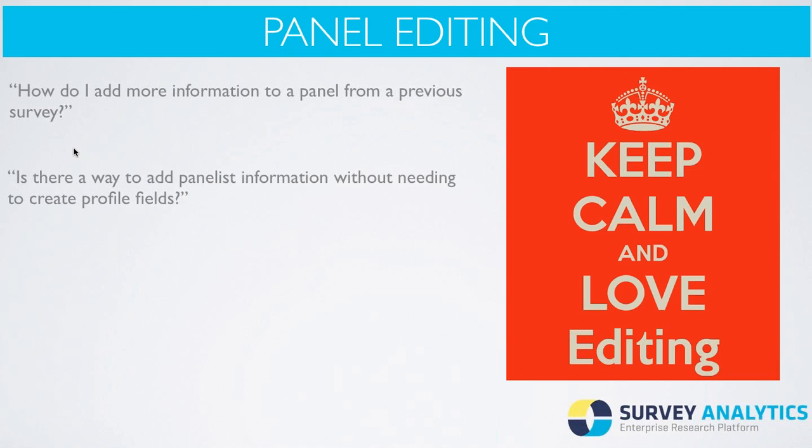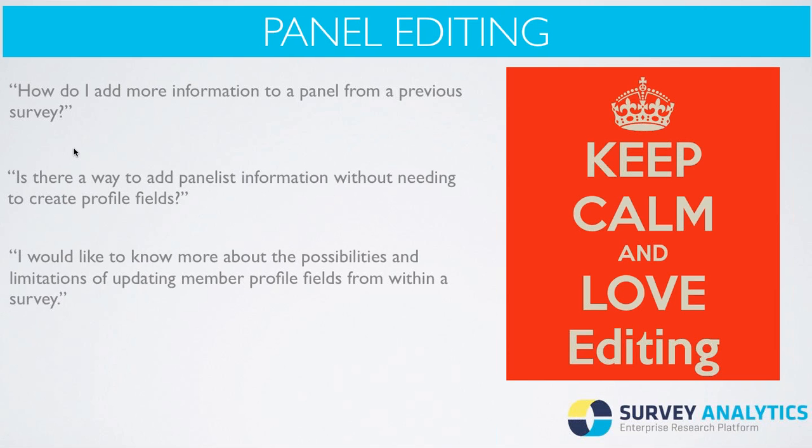Is there a way to add panelist information without needing to create profile fields? That's a pretty good question. Adding panelist data will require a profile field for proper mapping and the ability to filter. However, note this field can be hidden from a panelist view. So I think this question may come from the concern of creating a profile field and you don't want users to have access to that information or update that information. Any profile field that you create, you can always make a private hidden field, which means only you have access to this information, again, for filtering purposes and analytical purposes.